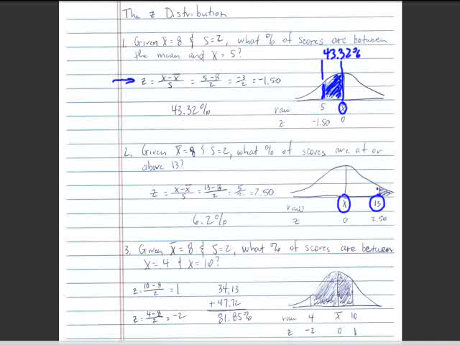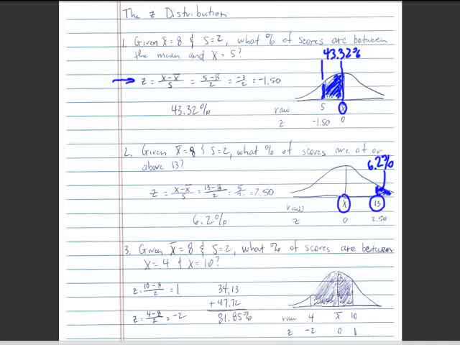All right, so z right here, we're going to shade. We transform that raw score to a z-score. So 13 minus 8 divided by 2 is equal to 5 divided by 2, which gives us a z of 2.5. So again, we go to our table, find z equals 2.5, and it tells us that 6.2% of the scores are at or above a raw score of 13.